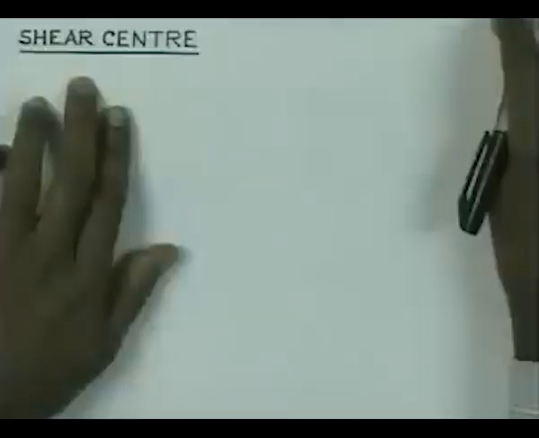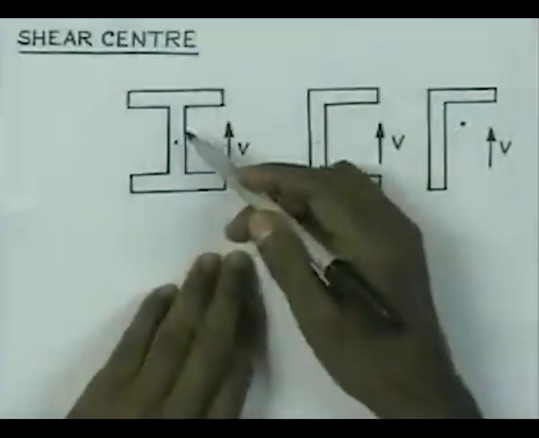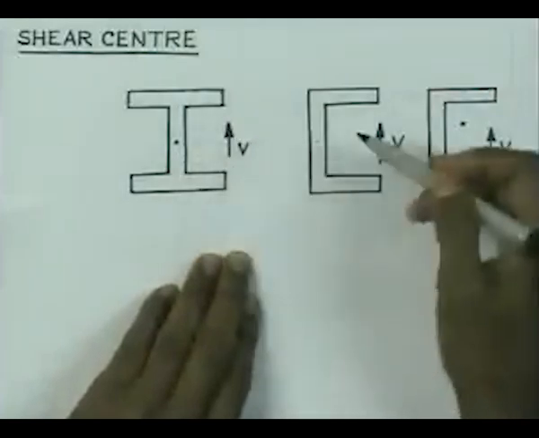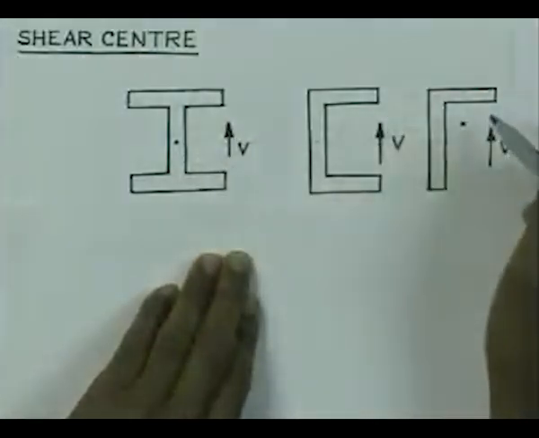Now we will talk about the shear center of a section. This is very important in connection with bending of beams. Beams can be made up of cross sections of various types. You can have a cross section of the I type, C type, L type.